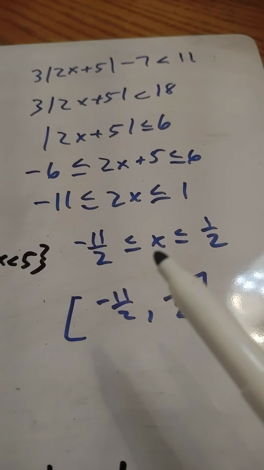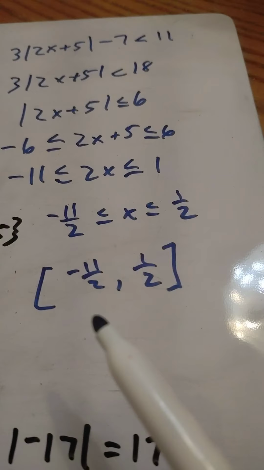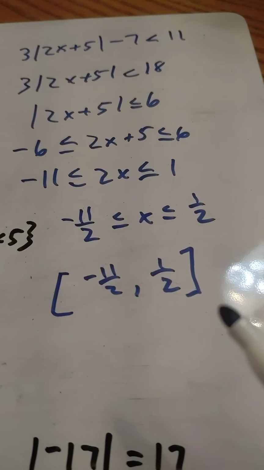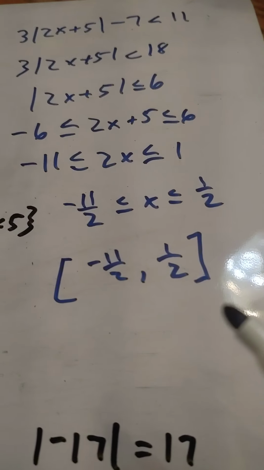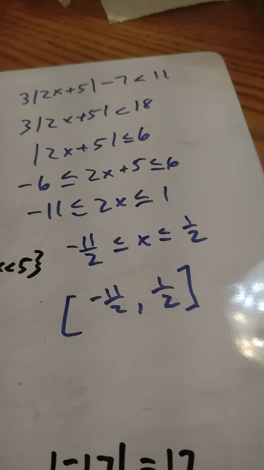And that's the answer, because we got x by itself. What's the equivalent interval notation of that? Right there. So that didn't look too bad. Let's see. I think that's good enough.